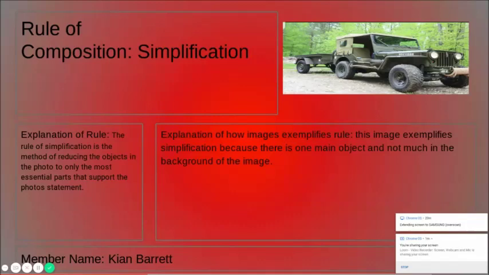Rule of composition: simplification. The rule of simplification is a method of reducing the objects in the photo to only the most essential parts to support the photo statement. This image exemplifies simplification because there is one main object and not much in the background.